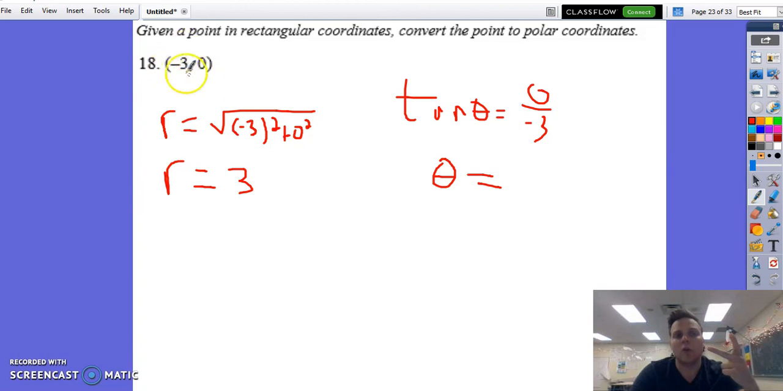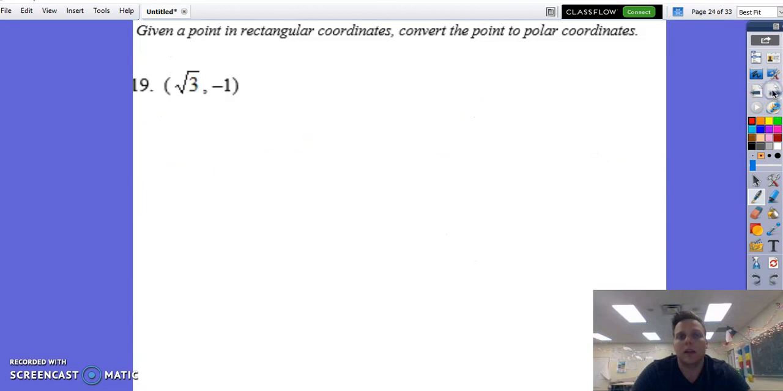So you have to ask yourself, where does this point fall? Well, this point falls on the left side of the x-axis, in between the second and third quadrant. Okay? So I want the angle that's going to make me fall between the second and third quadrant, which would be pi. Because 0 would make you fall between, and 2 pi would make you fall between, the first and fourth quadrant. So you get the answer of 3 comma pi.